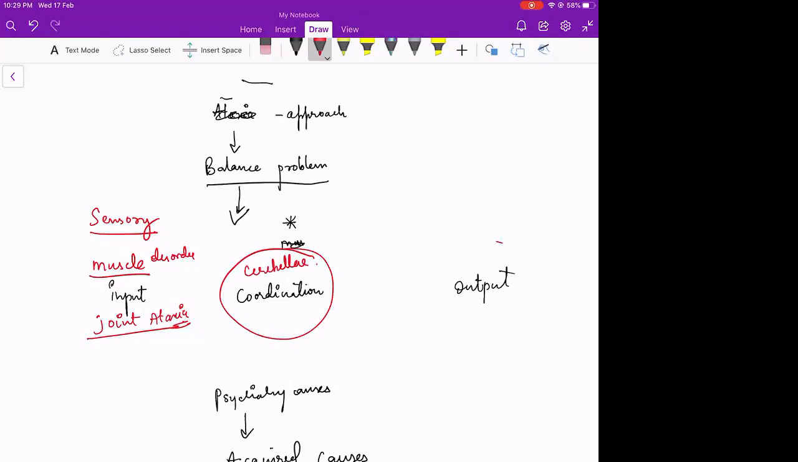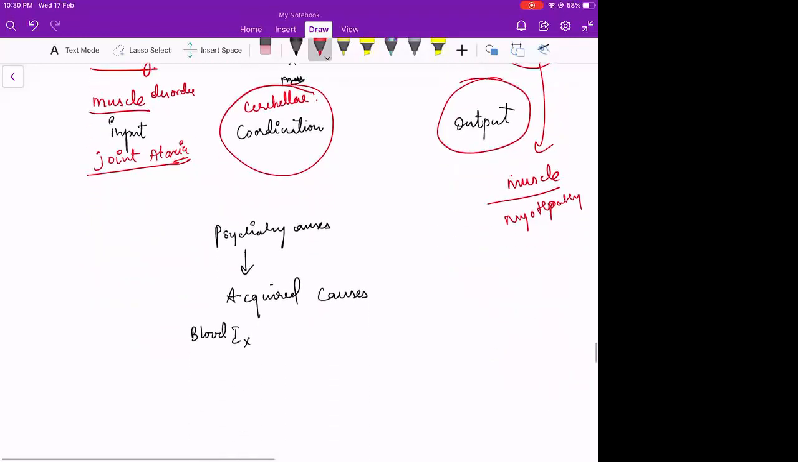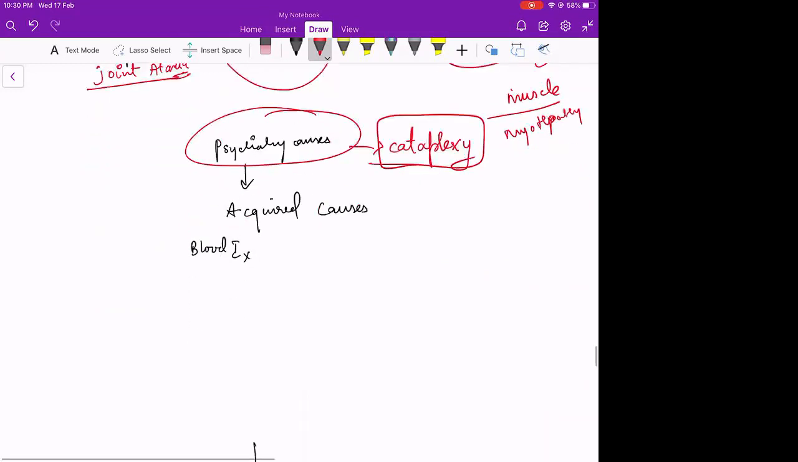and the output, which is controlled by the motor fibers and executed by the muscles. Here myopathy has to be ruled out, and in motor fibers, where we see ataxia, also called frontal ataxia, which has to be differentiated. And other psychiatric causes include cataplexy, which has to be ruled out.